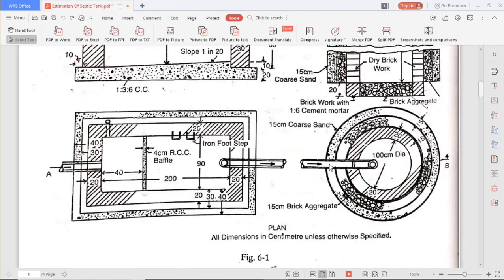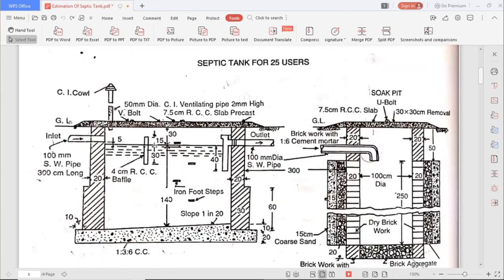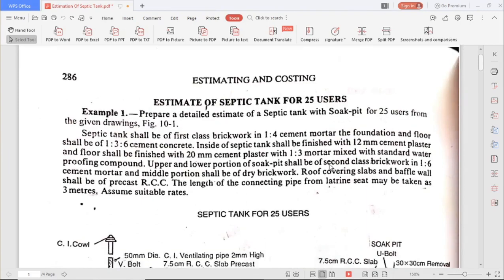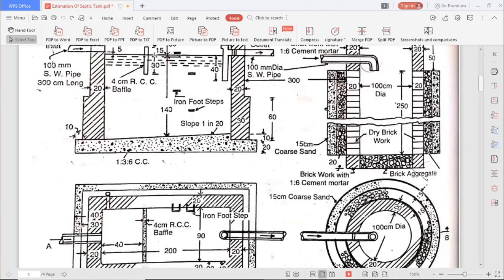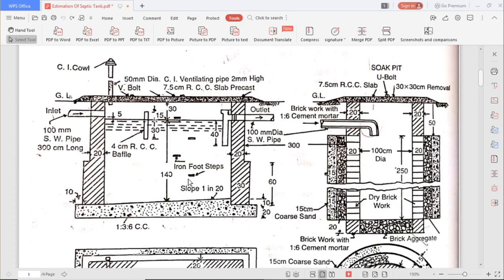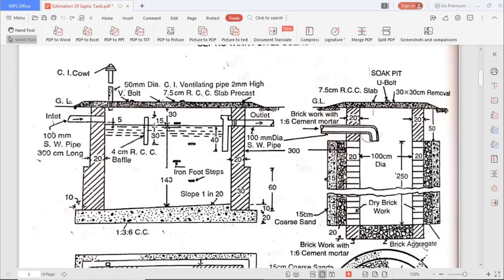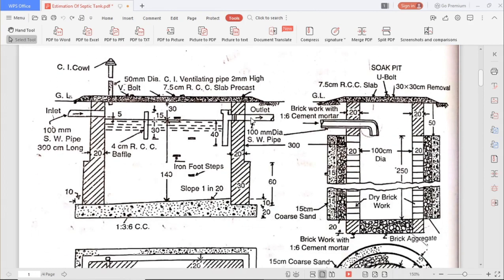Now we shall go for estimating. Before that, earthwork will be there because it is underground. Then foundations are cement concrete. Then first class brickwork for the rectangular septic tank, and for the soak pit we have second class brickwork as mentioned in the question.